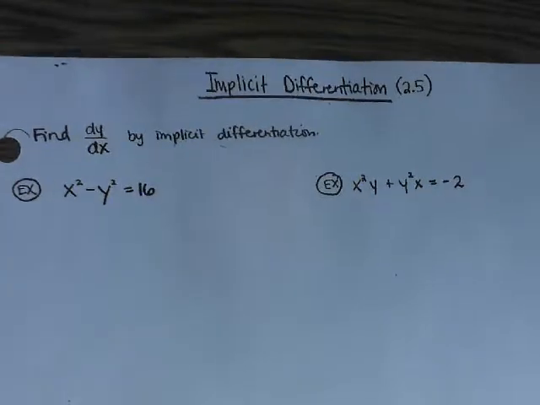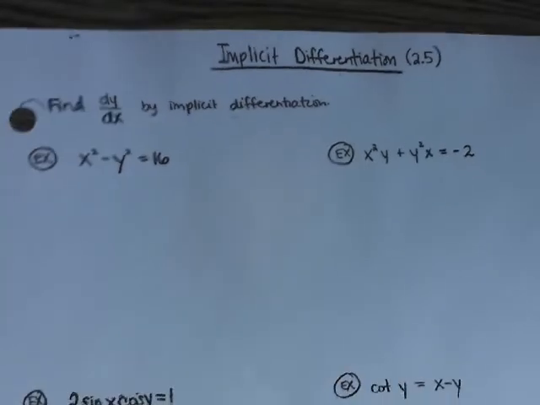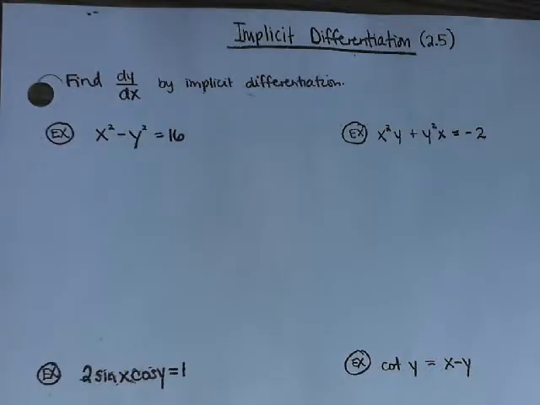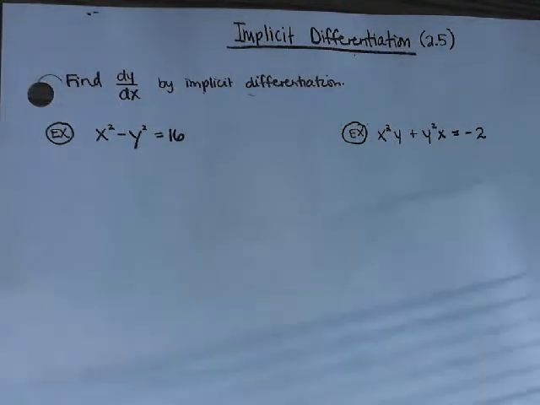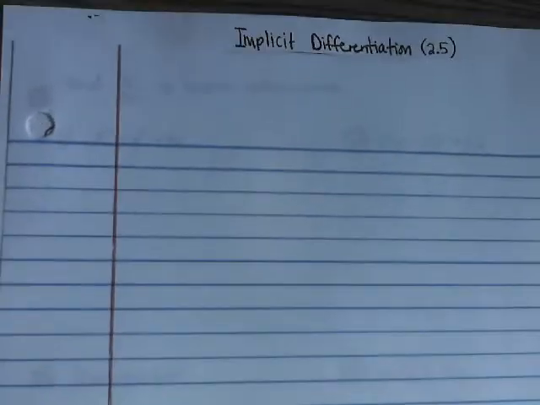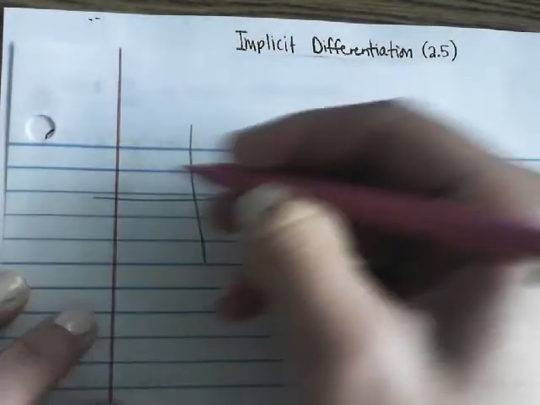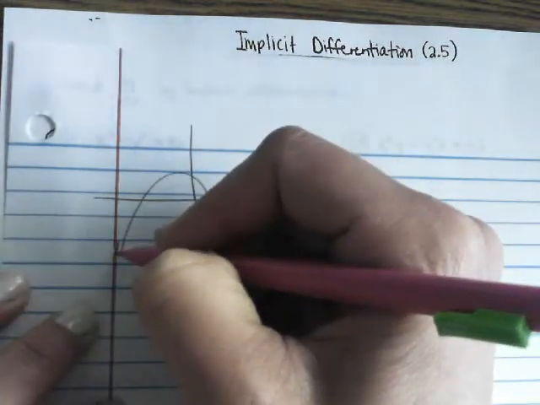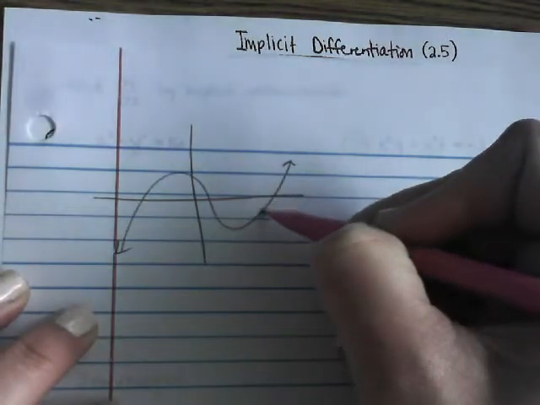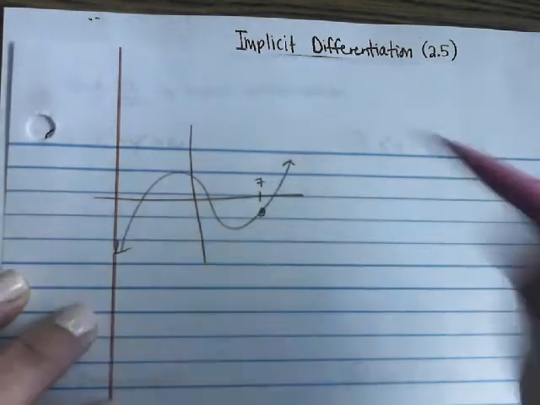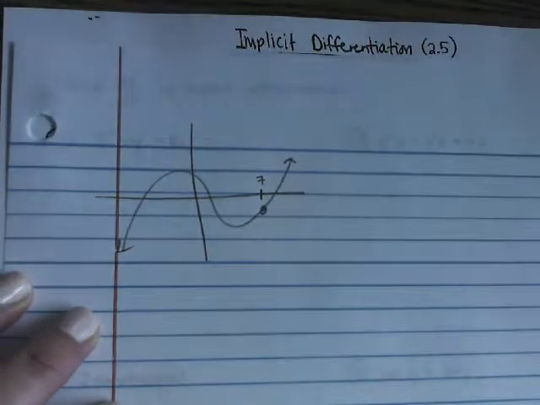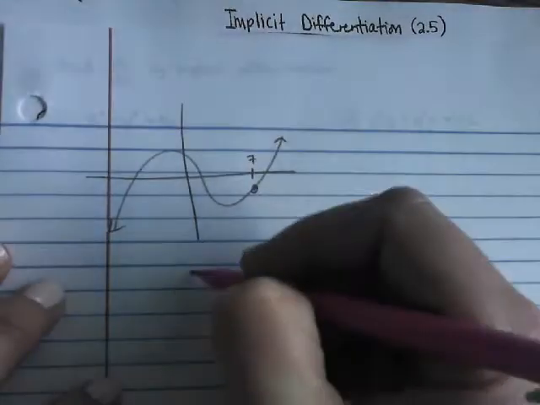I'll preface this with, up until this point, we have only been asked to find the derivative of functions. So we've always been given functions that we can find the derivative of and then evaluate the derivative at, let's say, x equals 7. But the reality is all graphs aren't necessarily functions.